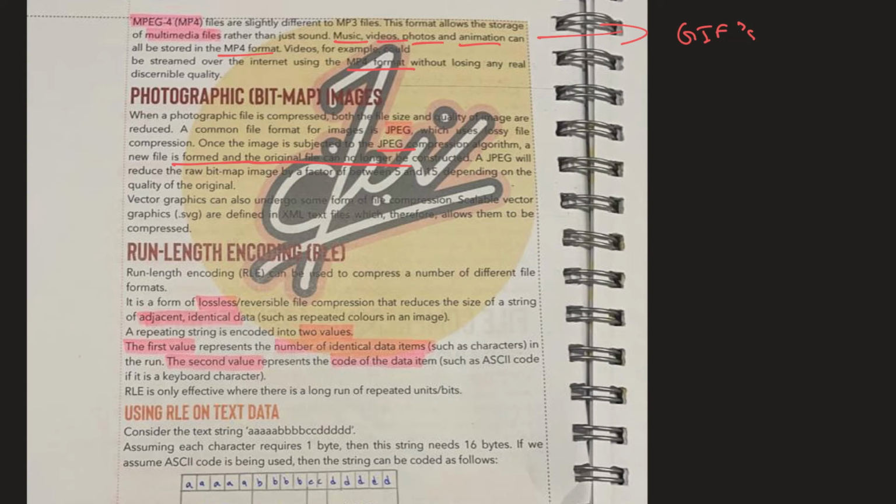A JPEG will reduce the raw bitmap image by a factor of 5 to 15 in terms of size. Also, vector graphics can undergo some kind of compression, but it's not really that important to know that.